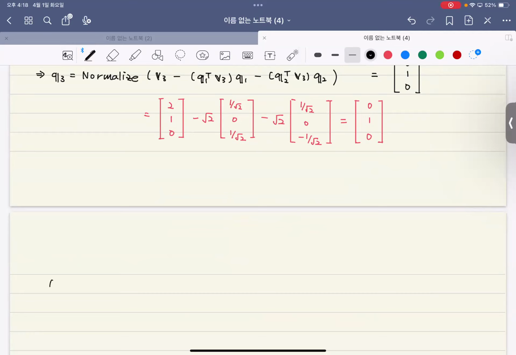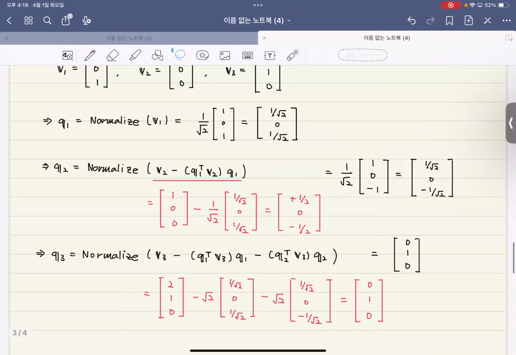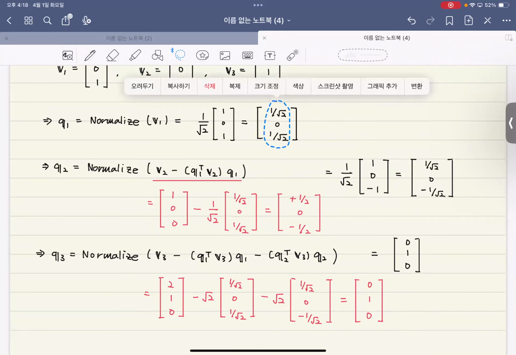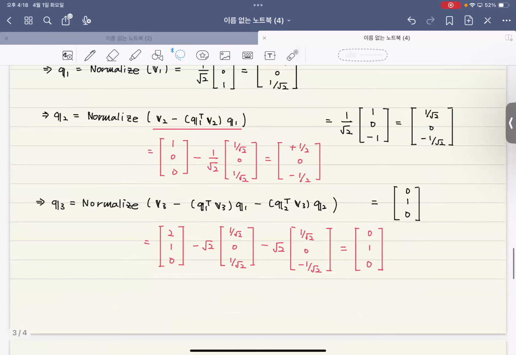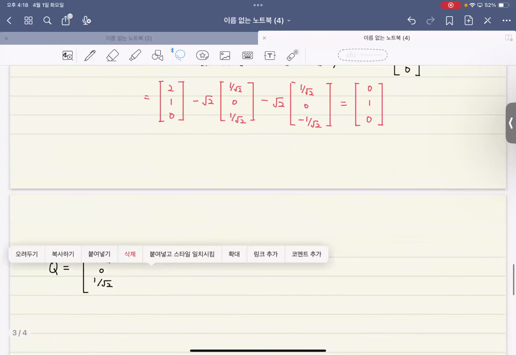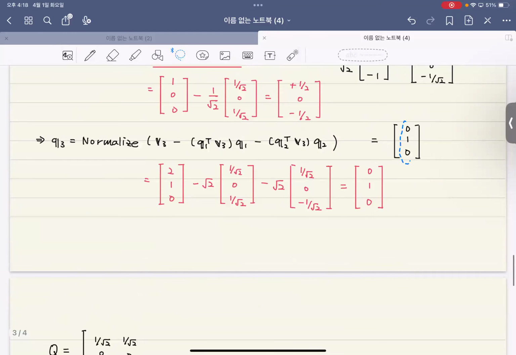Okay, so my matrix Q consists of three columns, Q1, Q2, Q3. This is Q1. And this is Q2. And this is Q3.